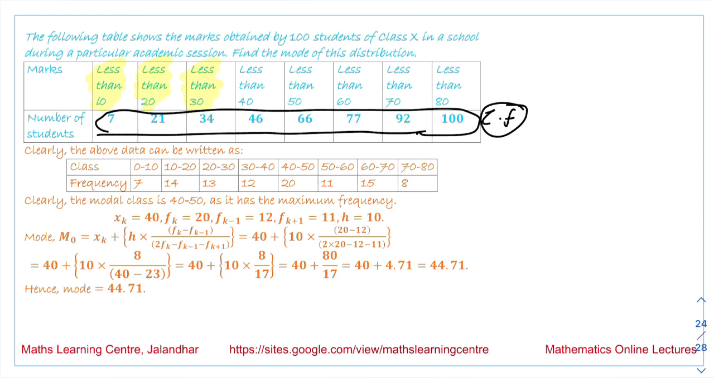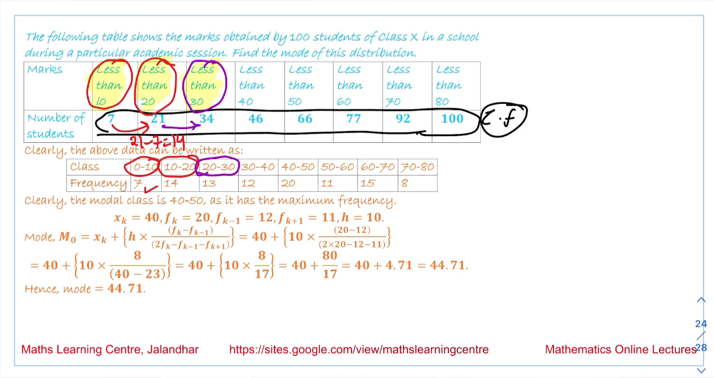So the class interval corresponding to less than 10 means the marks are 0 to 10, and the frequency is 7. Then it is less than 20. So 10 to 20, how many students have these marks? It is 21 minus 7, which is equal to 14. Next, for less than 30, the interval we obtain is 20 to 30. So the value we obtain is 34 minus 21, which is equal to 13. So we convert this tabular data to class intervals.